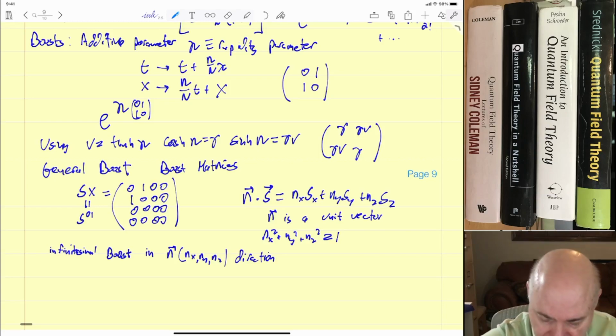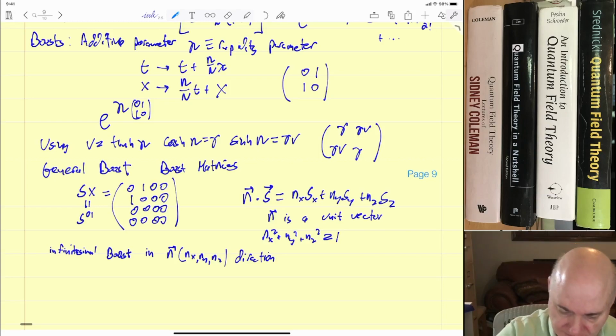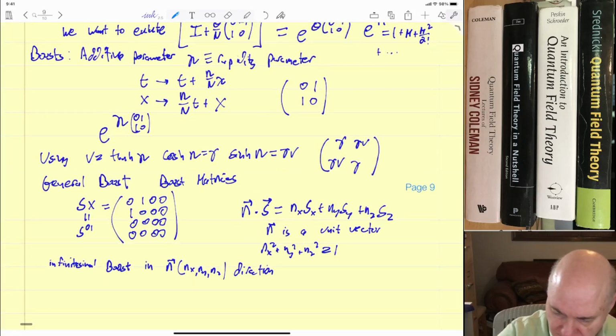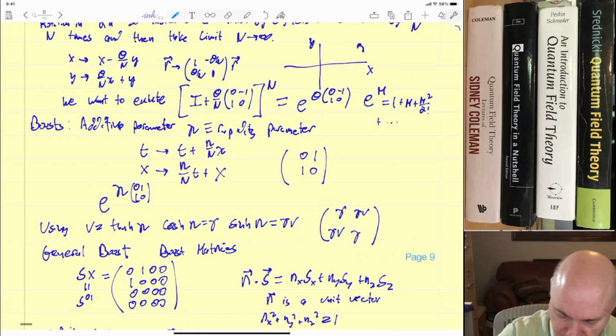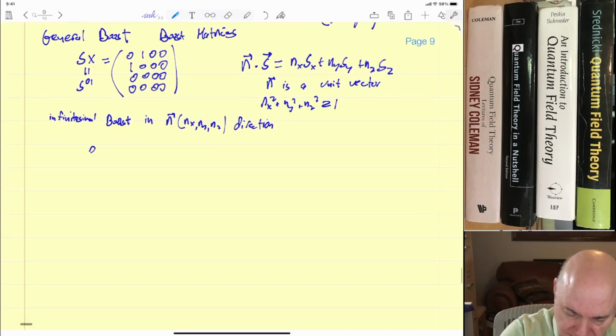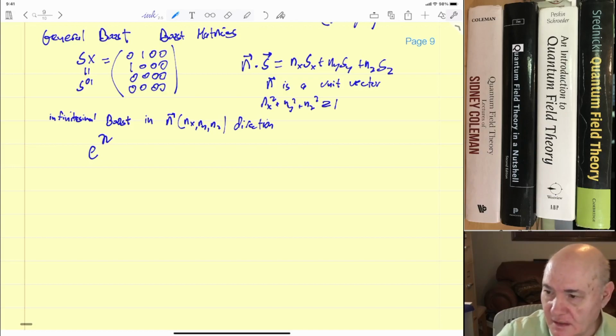Okay. To evaluate, we're going to end up needing, just as we did before, the exponential e to the rapidity parameter times this matrix S. So we've defined S. Okay, that's what we expect.